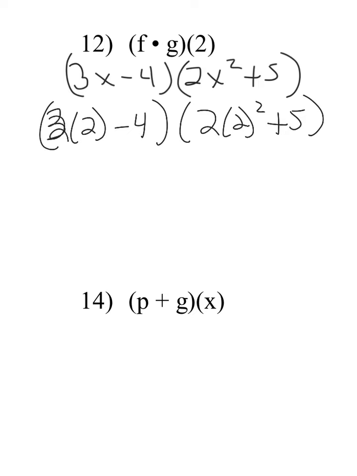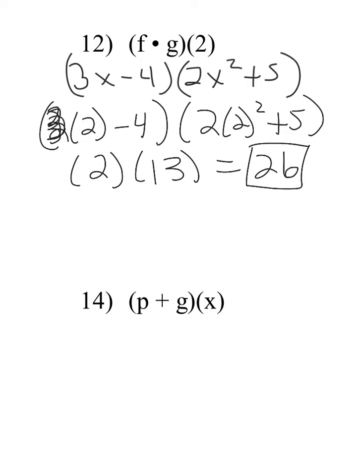Okay, so here we have 3 times 2, oops, I made a mistake there. 3 times 2 is 6 minus 4 is 2. And then 2 squared is 4 times 2 is 8 plus 5 is 13. And 2 times 13 is 26. So you can see that plugging your number into the functions first and then multiplying them together is probably a little bit easier than multiplying the functions together and then plugging in for 2. So it kind of depends what you're required to do for a particular problem.